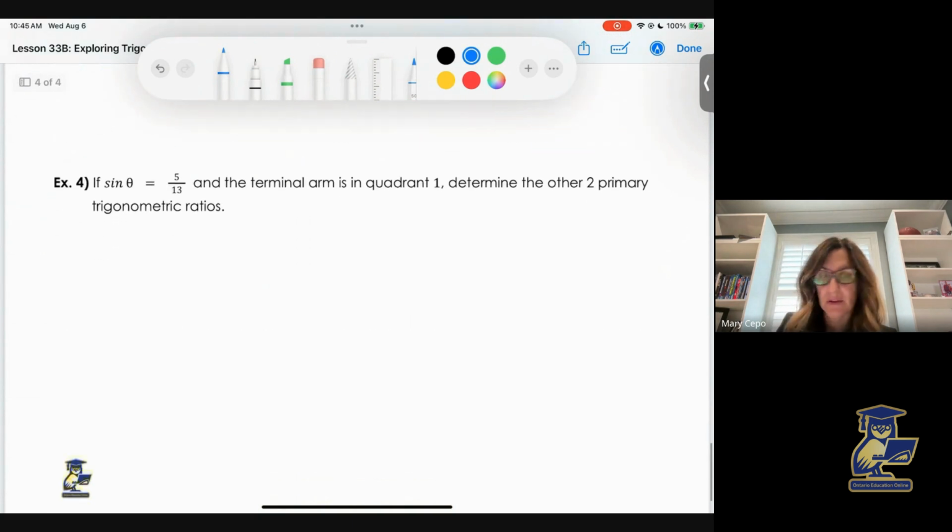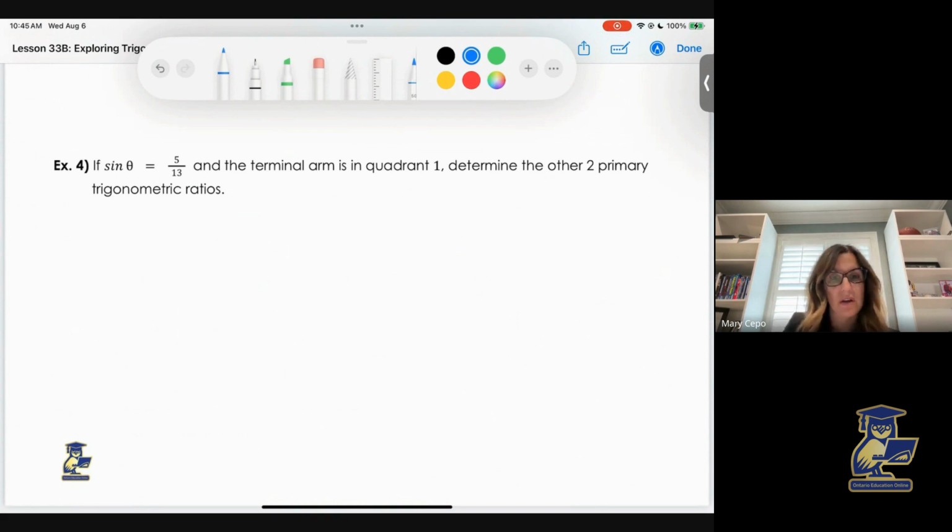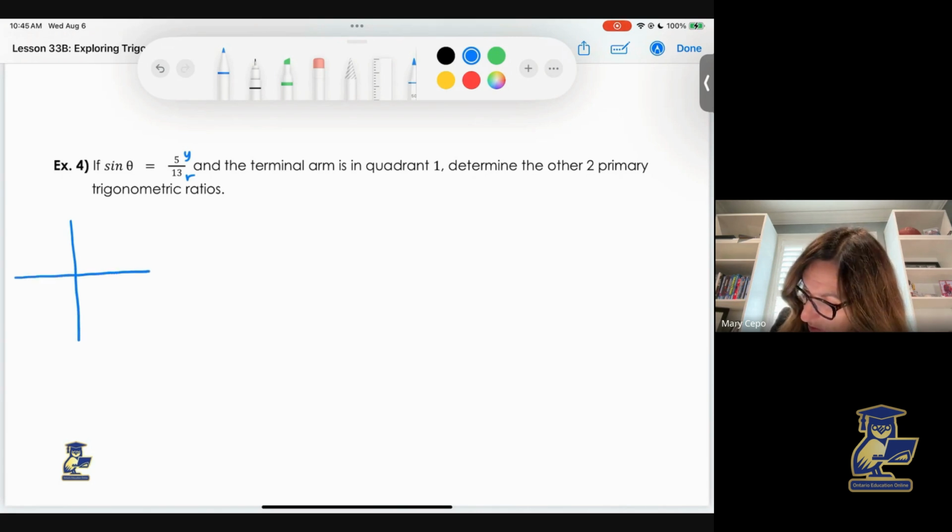Last but not least, we have example 4. If sine theta is equal to 5 over 13, and the terminal arm is in quadrant 1, determine the other two primary trigonometric ratios. This time we're given the sine ratio. We know the sine ratio is y over r, so this is y, this is r. Again, a quick little sketch. We know it's told us it's in quadrant 1. So y is 5: 1, 2, 3, 4, 5. We don't know where x is, but I'm just sketching it out for myself.